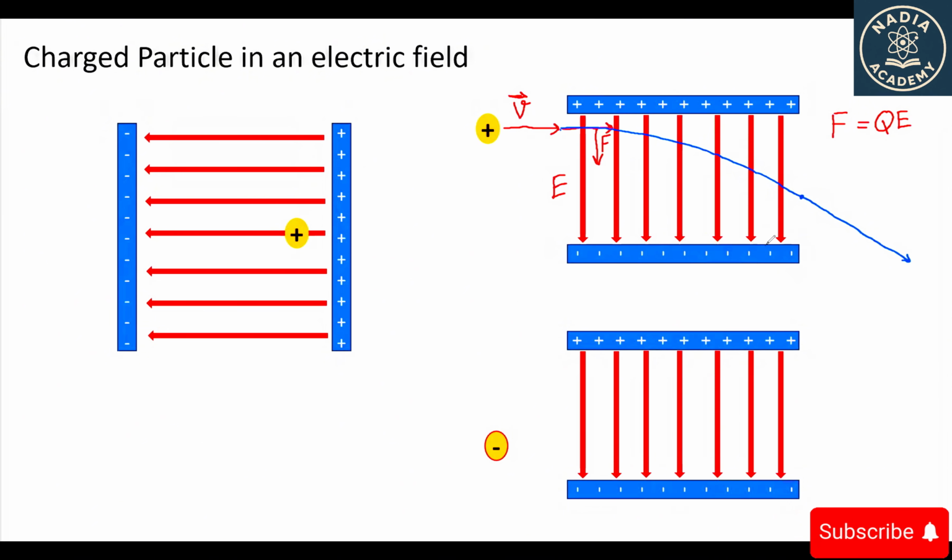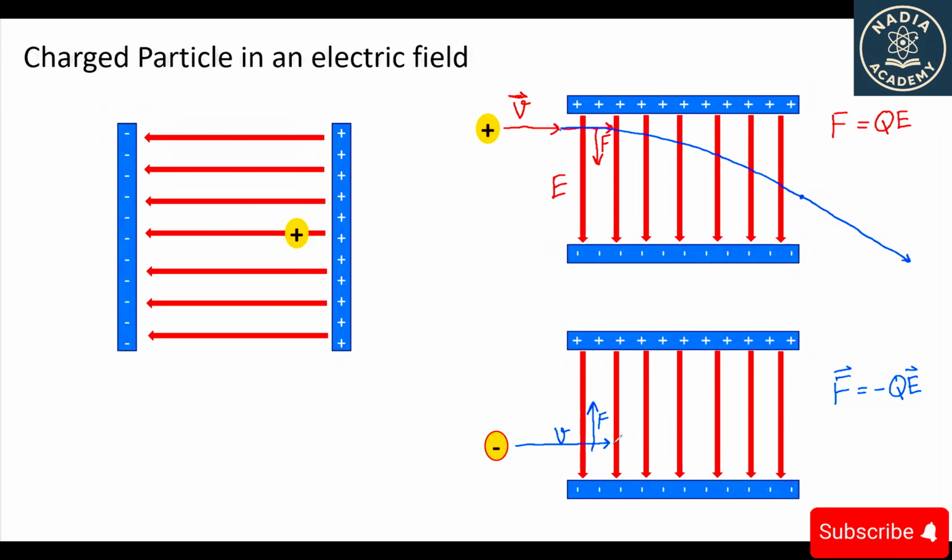Now, if we consider a negative charged particle, the force will be F equals negative Q times E, because now our charged particle is negative Q, times the electric field strength. This time the force on this negative charged particle will be upwards, but still perpendicular to the motion of the charged particle.